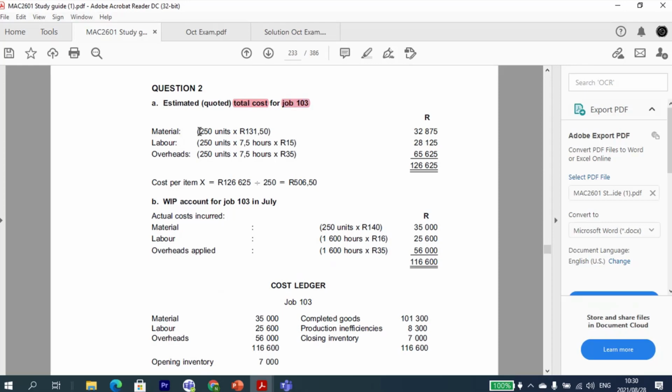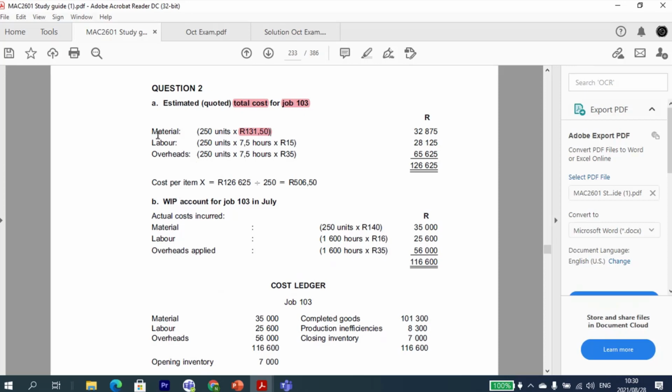So if this was the order that was made, you remember from what I've read, they said that they want 250 units, job 103. But anyway, so job 103, we said that we wanted 250 units. So now you quote them on those estimated cost per unit as explained on top.